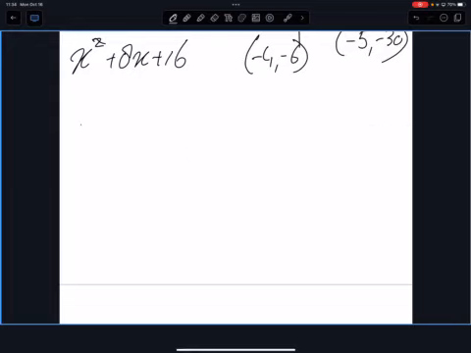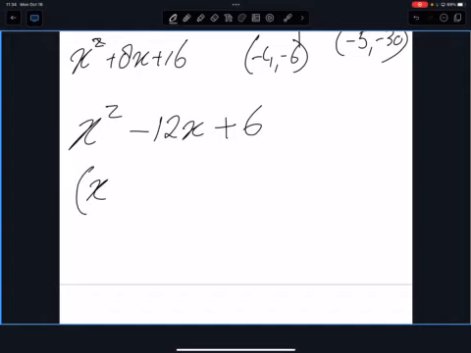Another one. You have x squared minus 12x plus 6. Find the minimum value of this particular equation. What do we do? Complete the square.